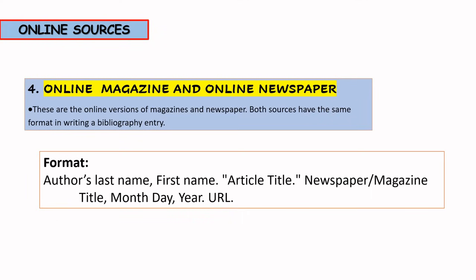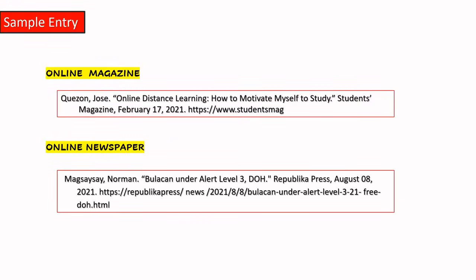Author's last name, comma, first name, period. Article title, period, enclosed in quotation marks. Newspaper or magazine title, comma, month, day, comma, year, period. URL, period. Here are the sample entries.